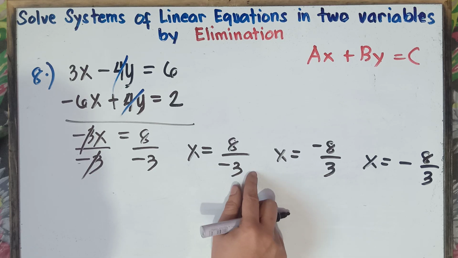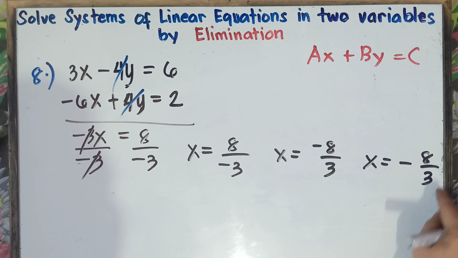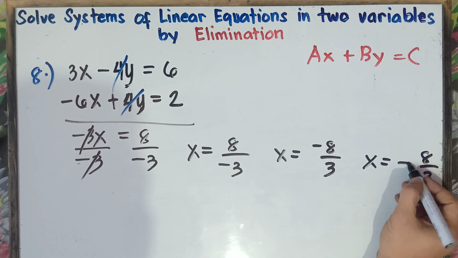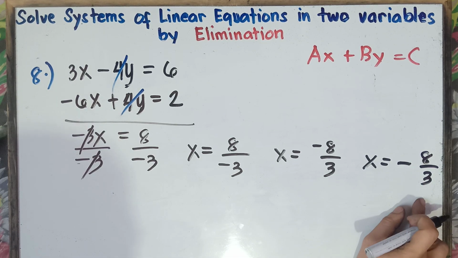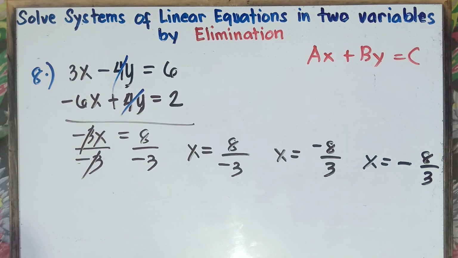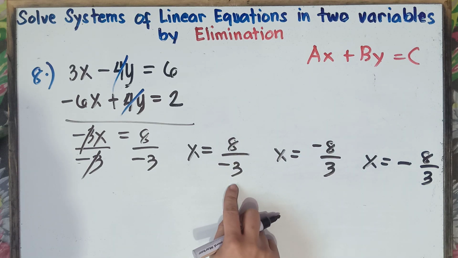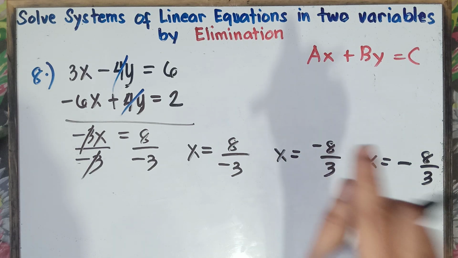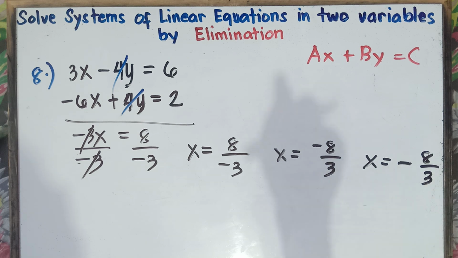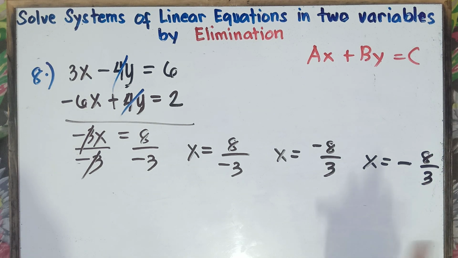Now, we can write this one as negative 8 over 3, with the negative sign on the middle part. This is just the same, class. If you will use your calculator, class, I'm sure you will have the same answer. 8 divided by negative 3, that would be negative 2 point something. Negative 8 divided by 3, that would be negative 2 point something. You will have the same answer, class.